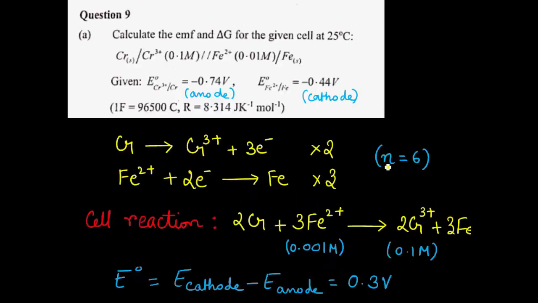Cool. Next, calculate the EMF and del G for the given cell at 25 degrees Celsius. Now, maybe many of you have got this wrong, because E is asked, not E0. E0 is when you have 1 molar concentration of both the ions, but if you look at the question carefully, you will notice that chromium ion concentration is 0.1 molar and the concentration of Fe2+ ion is 0.01 molar. So the E cell will not be equal to the E0 cell.